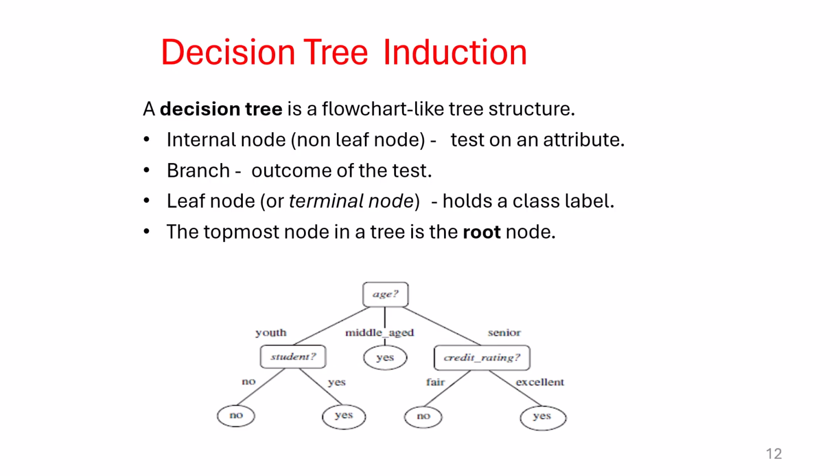Decision tree induction is the learning of decision trees from class-labeled training tuples. A decision tree is a flowchart-like tree structure where each internal node denotes a test on an attribute, each branch represents an outcome of the test, and each leaf node holds a class label. The topmost node in a tree is the root node.